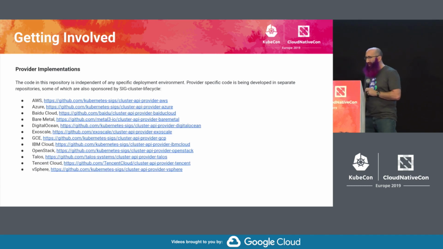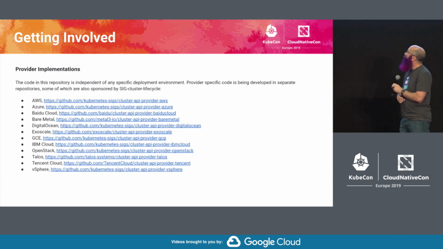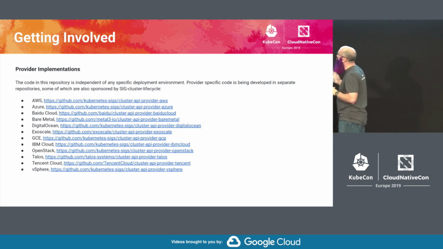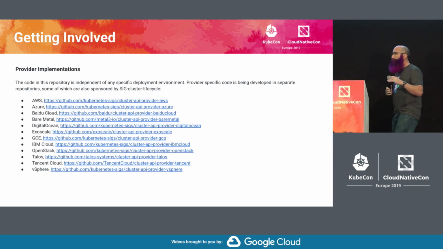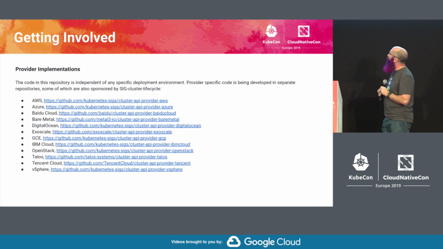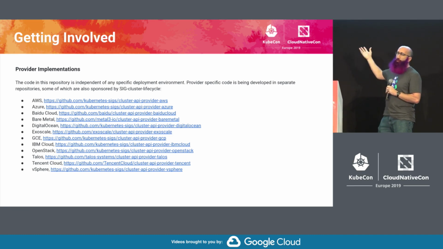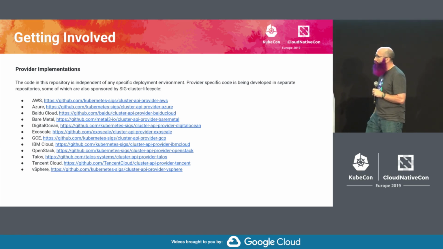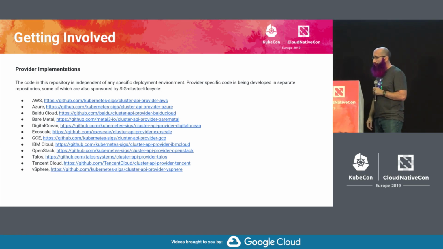Speaking of providers, we have a few provider implementations that we've kept track of in the Cluster API project. This is all available in the README. There's AWS, Azure, Baidu, Bare Metal, and many different provider implementations. They currently all vary in quality and support, but there's likely something already out there for the cloud provider you're interested in, and there are other ones that haven't been PR'd to our repo as well.